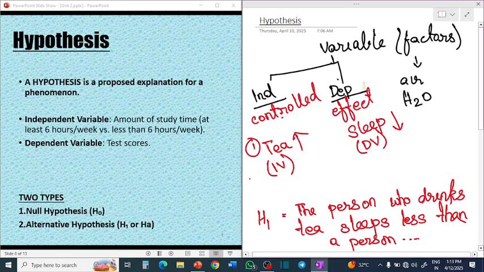Now variables. Variables can be any factors which are used in our research. So variables can be anything like air, water. These are all called variables. Now variables are mainly of two types. One is called independent variable and another one is called the dependent variable. Independent variable is controlled by the researcher and their effect is shown on dependent variable. That's why independent variable is known as controlled variable and dependent variable is known as the affected variable.